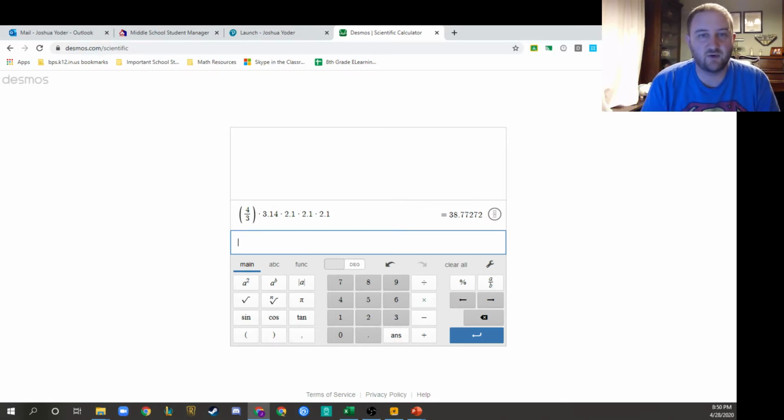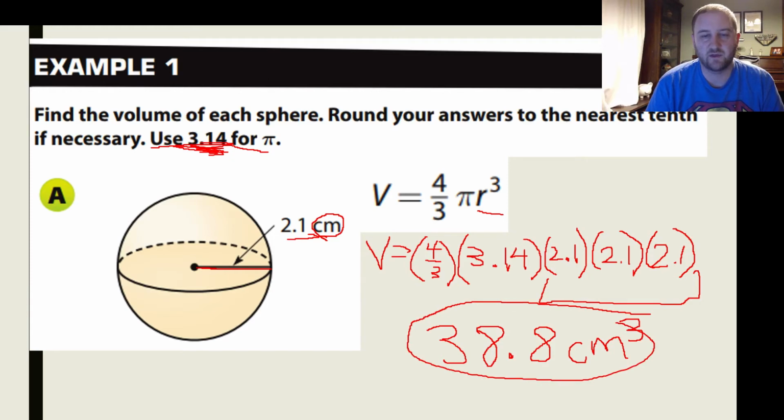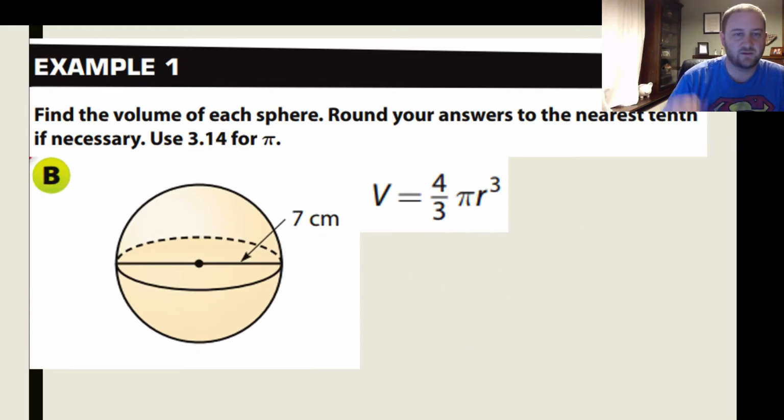38.77272. And it does say round your answers to the nearest tenth. This right here is what we want to round it to. That's the tenth spot. So we look to the number to the right. The number to the right of the 7 is another 7. That 7 makes that 7 round up, so it's going to be 38.8. Now we've got to look at our label. Our label is going to be centimeters, and it's going to be cubed since it's volume. So 38.8 cubic centimeters.